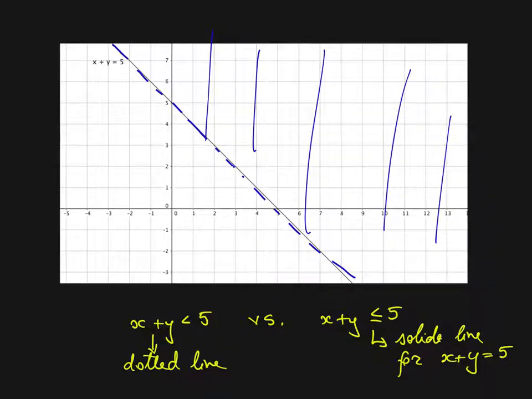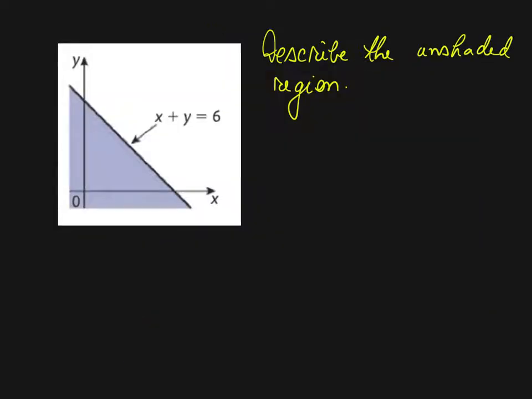This shows that the points on that line are not included. In this question, I'm asked to describe the unshaded region. So I can see the border between the two regions, x plus y is equal to 6, meaning that my two regions will be x plus y smaller than 6 and x plus y bigger than 6. Now I need to decide which one is what.